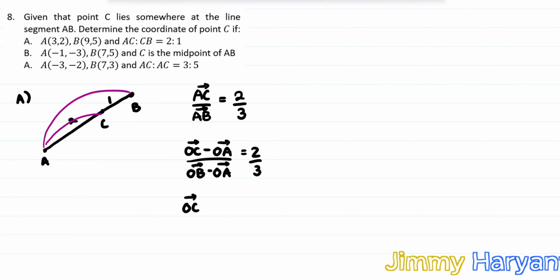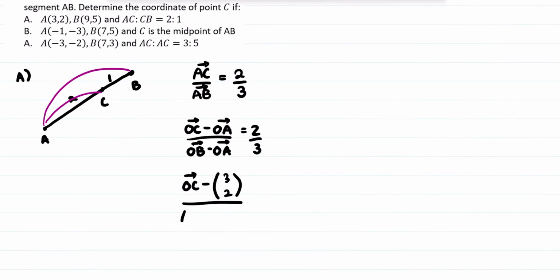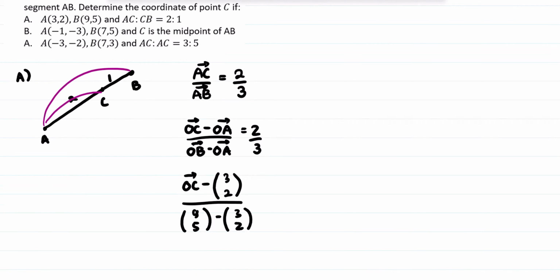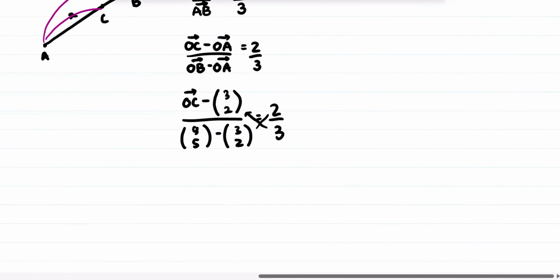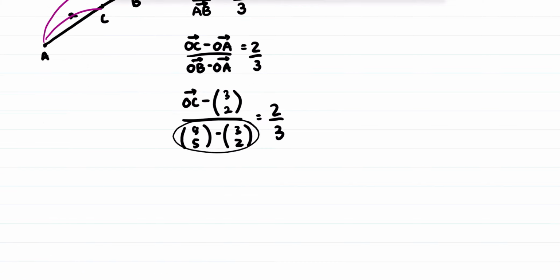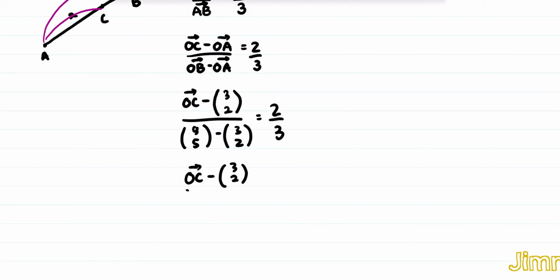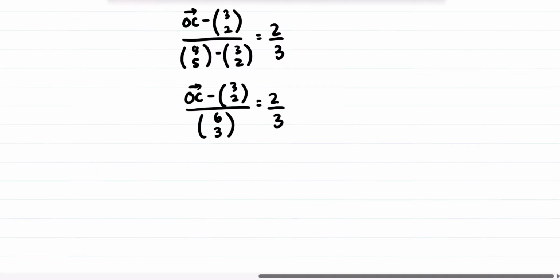That means OC minus OA is (3, 2), and OB minus OA is (9, 5) minus (3, 2), equals 2 over 3. Then you cross multiply like this, or maybe we can simplify this one first. So OC minus (3, 2) over (6, 3) equals 2 over 3.